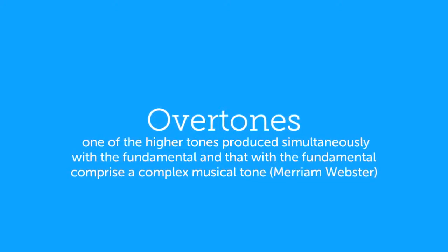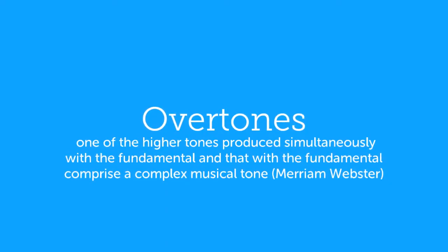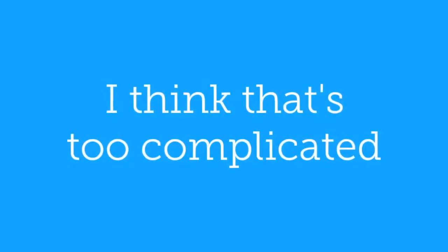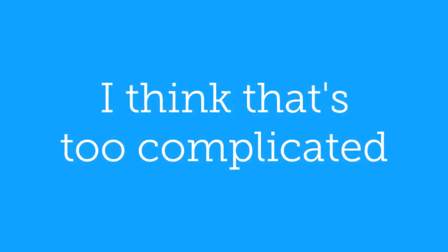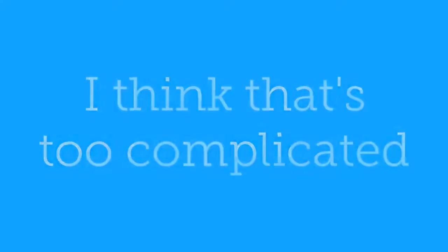Overtones are defined by Merriam-Webster as one of the higher tones produced simultaneously with the fundamental and that with the fundamental comprise a complex musical tone. I think that definition is a little too complicated, so I'm going to break it down and give a new definition that's a lot easier to understand.